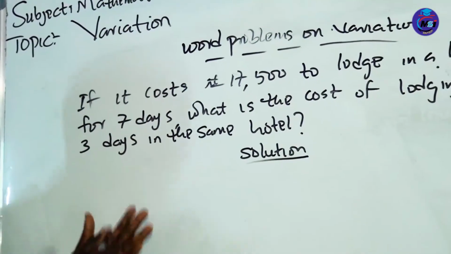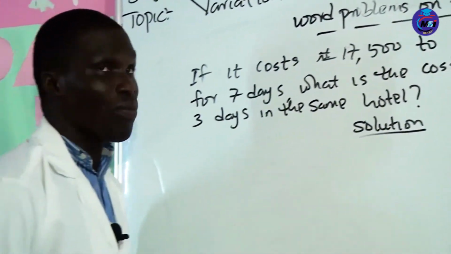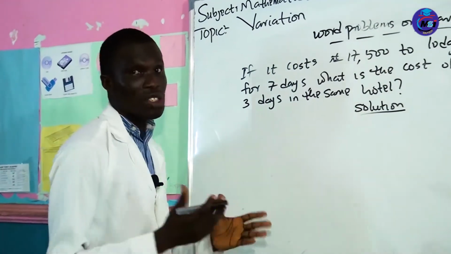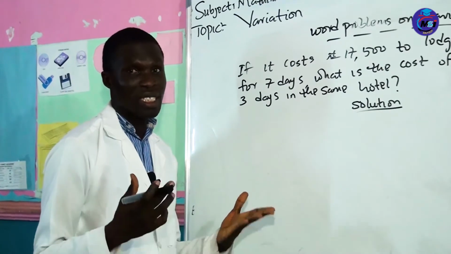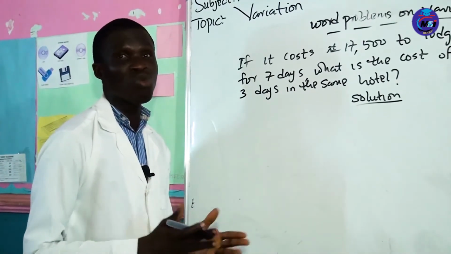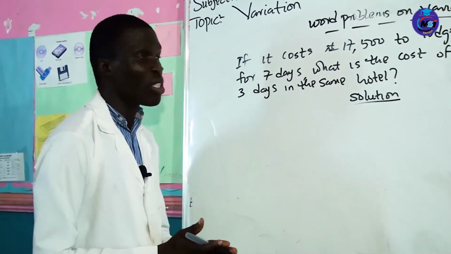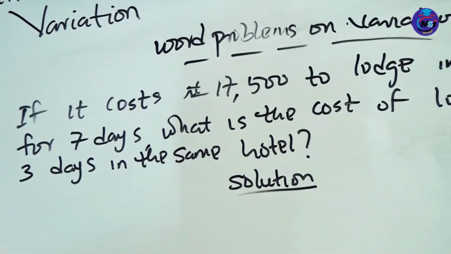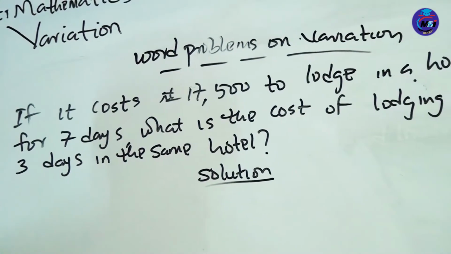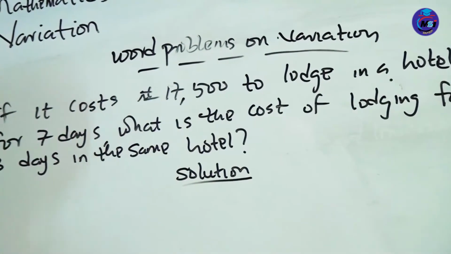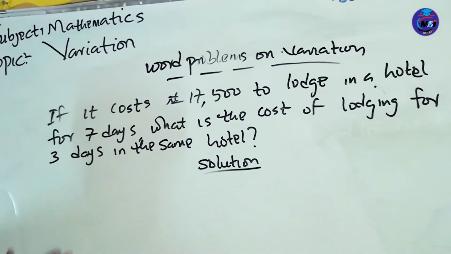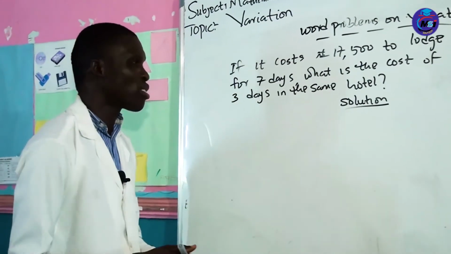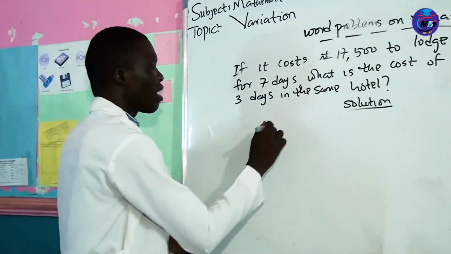Okay, class, this is the last part of this class, word problems on variation. And this is real. I've told you before that variation is real. We can apply it in real life. If it costs 17,500 naira to lodge in a hotel for 7 days, what is the cost of lodging for 3 days in the same hotel? We can use variation to interpret this. So let's interpret it together.